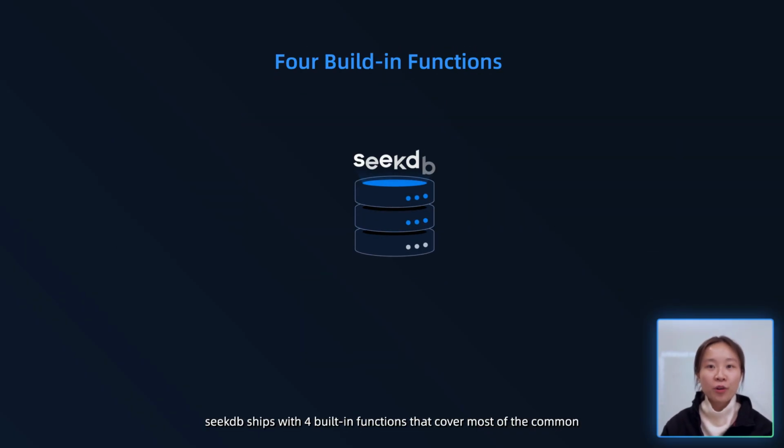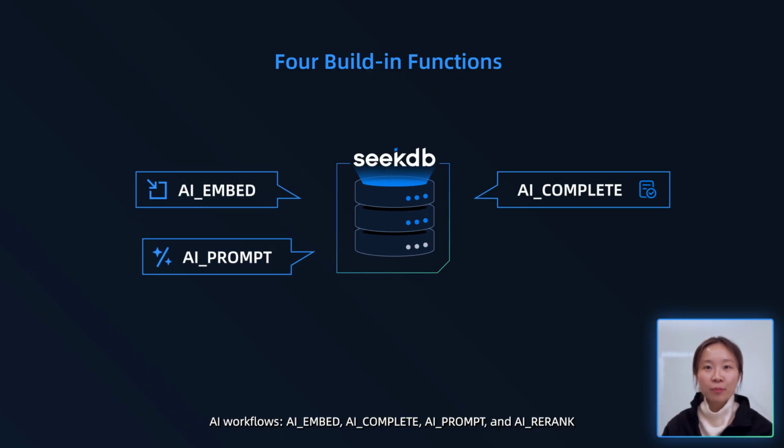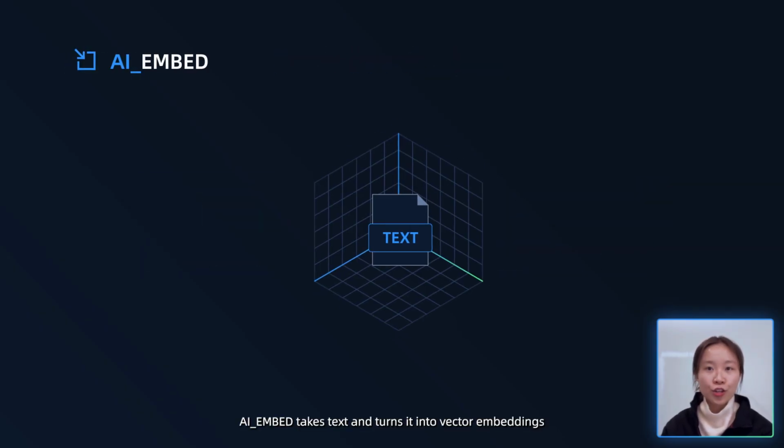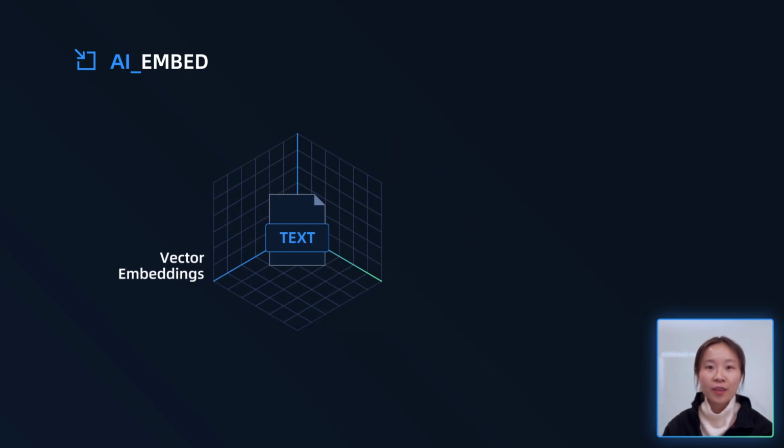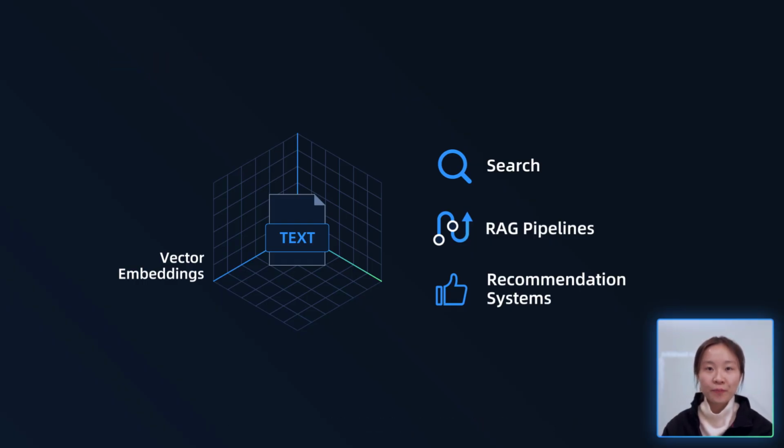seekdb ships with 4 built-in functions that cover most of the common AI workflows: AI_EMBED, AI_COMPLETE, AI_PROMPT, and AI_RERANK. AI_EMBED takes text and turns it into vector embeddings using a registered embedding model. If you're building search, RAG pipelines, or recommendation systems, this is the easiest way to generate vectors directly using SQL.